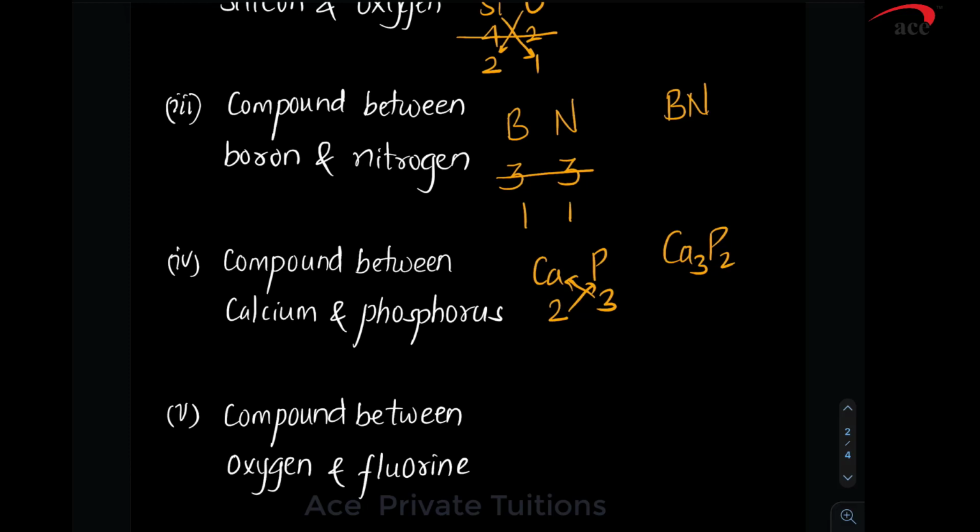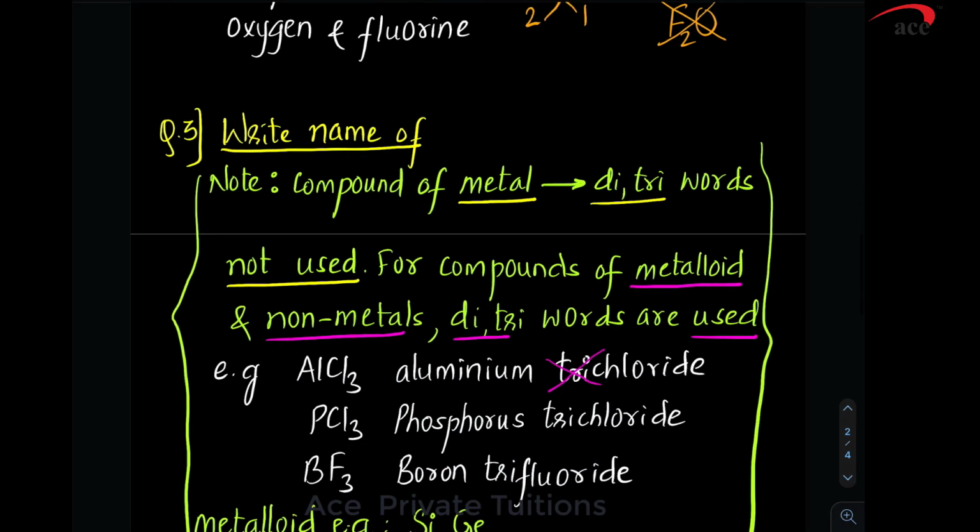Compound between oxygen and fluorine. You should have tried it. Oxygen valency 2, fluorine valency 1. Cross multiply, the formula will be OF2. Now should it be OF2 or F2O? The answer is OF2, because the more electronegative element should be written at the last. The less electronegative element should be written at the start.